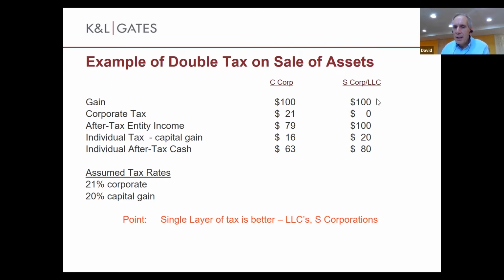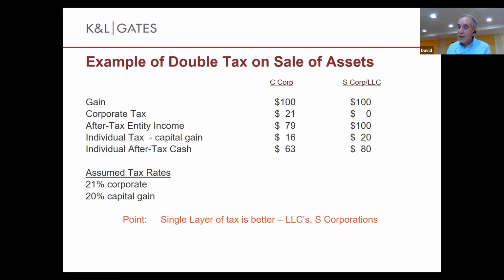Now take my LLC, $100, no corporate tax, zero, my favorite tax rate. So then it sends out the $100, and the owner pays capital gain of $20, leaving $80. So the owner ends up with $80 rather than $63. Well, that's pretty different, right? And if I add a bunch of zeros to that, that's a big difference. If I'm selling the company, for example, and I could get $80 million rather than $63 million, that's a big difference. So that's single versus double layer of tax, really important.